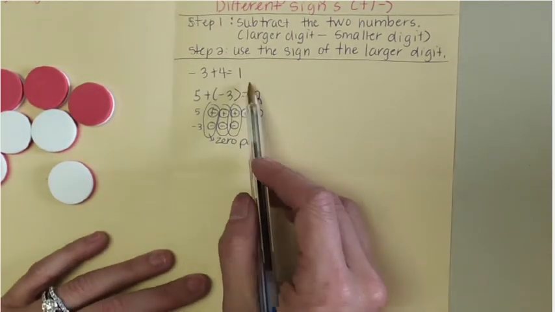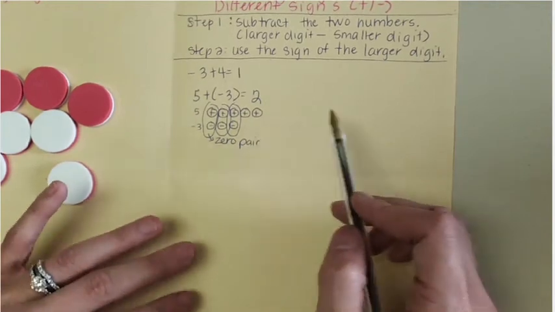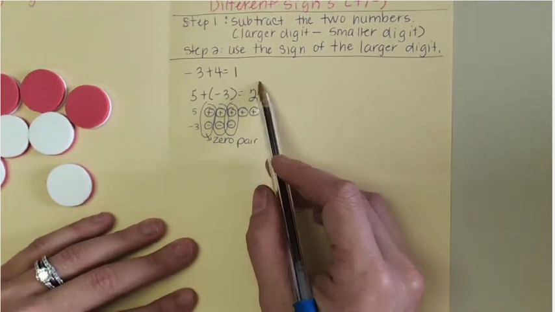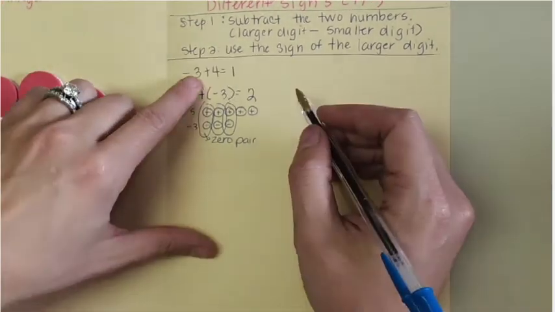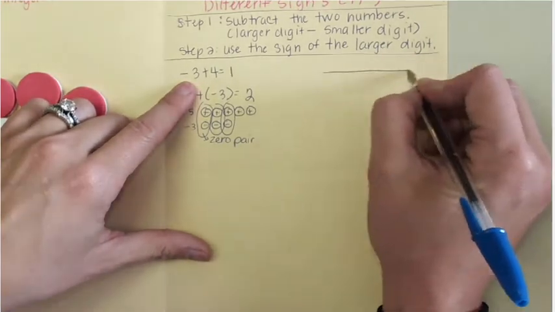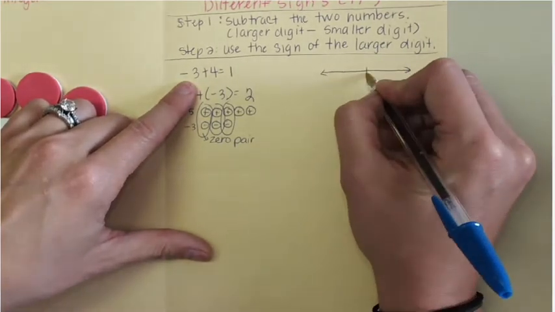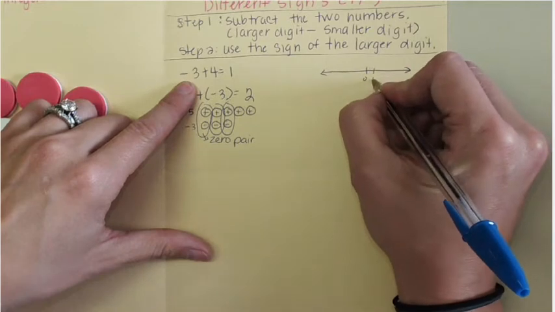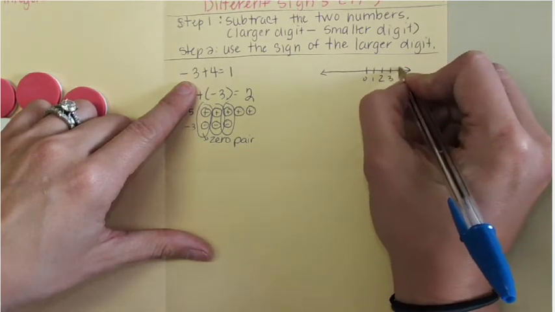Alright, so now let's go back on the other side. We drew a picture with the counters. Now let's come over here and draw a picture for each with the number line. Okay, so negative 3 plus 4, so you need to draw your number line. Zero's in the middle. 1, 2, 3.